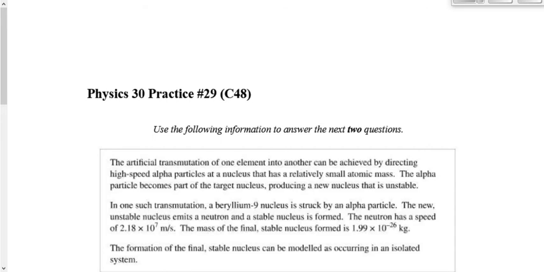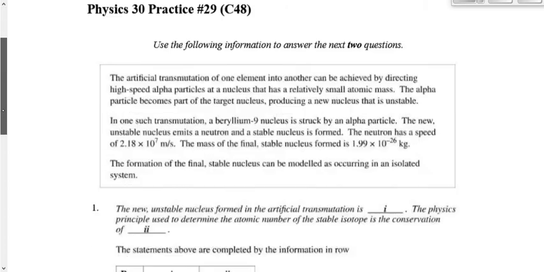9 questions for homework last night. Practice question set number 29. Almost done. Just a couple more of these, and then that's it for us for the year here. 9 of them, so a big one this time.